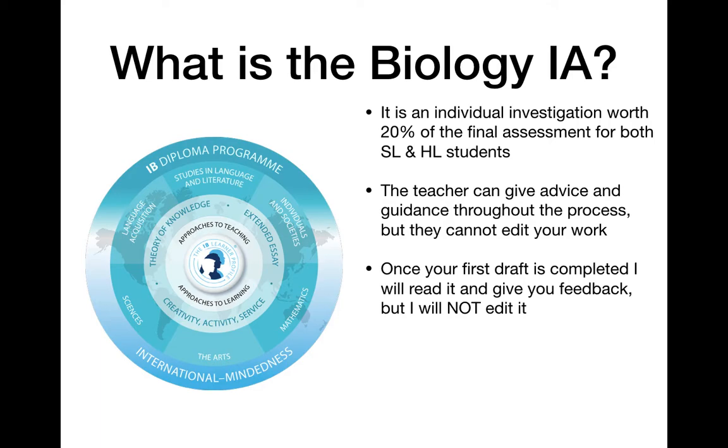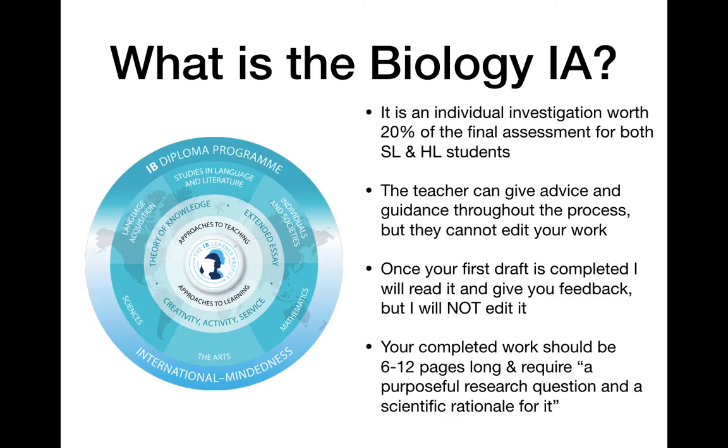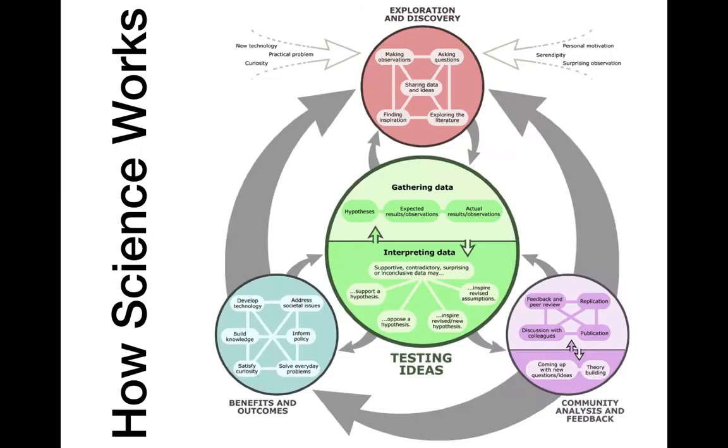So once you have your first draft completed, I will read it and give you feedback, but no edits, like I just said. The completed IA should be 6 to 12 pages long, and it needs a purposeful research question and a scientific rationale for it. And that's what we're going to start with, is your research question.